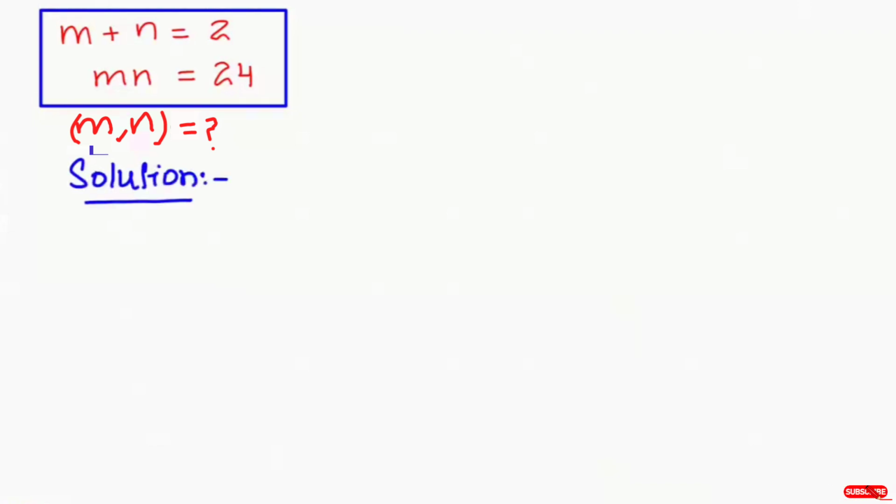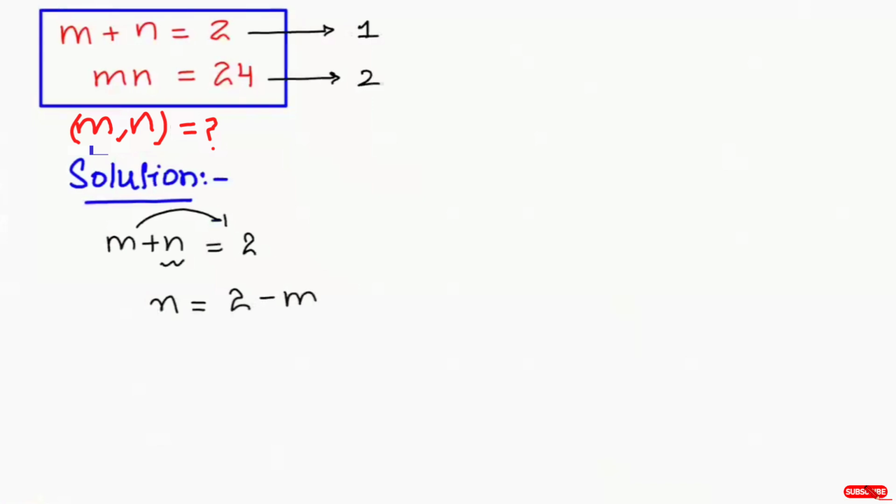In the first step I'm going to name this equation 1 and this equation 2. First I will take equation 1, m plus n is equal to 2. Now I will make n the subject. n is equal to, taking m to the right hand side, 2 minus m.